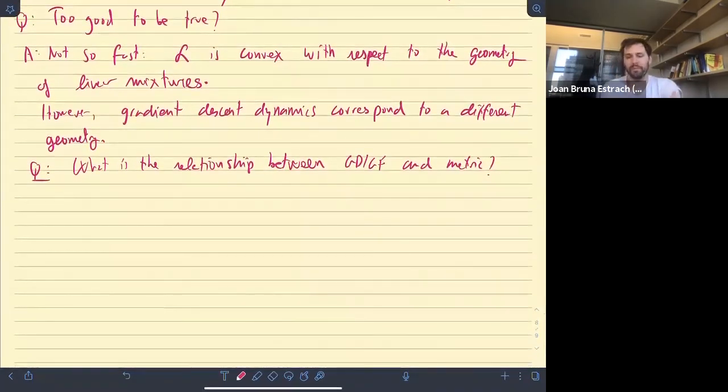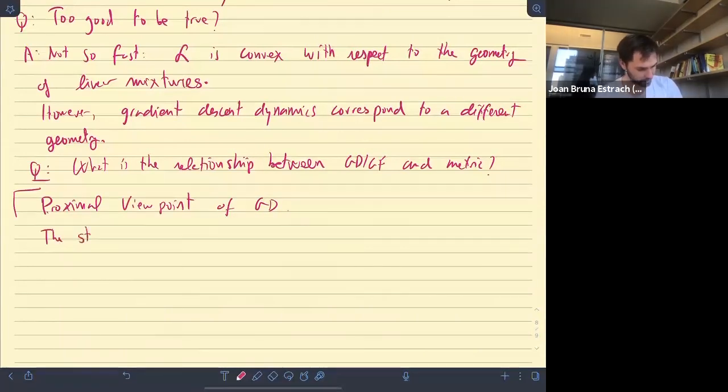For this, the key concept here is the notion of a proximal operator. So let me very briefly recall what this proximal view is, and hopefully this will clarify the situation a little bit. It's the proximal viewpoint of gradient descent. So let's look at the standard, let's say Euclidean, gradient descent step.